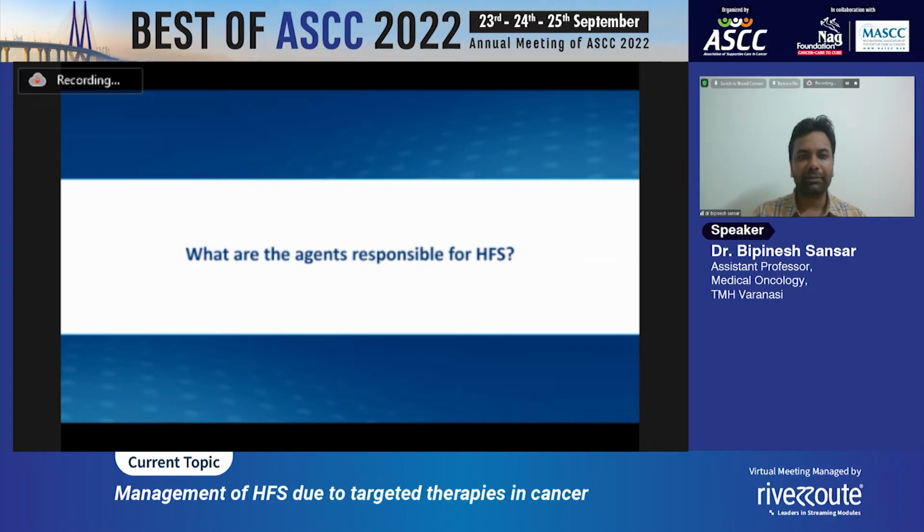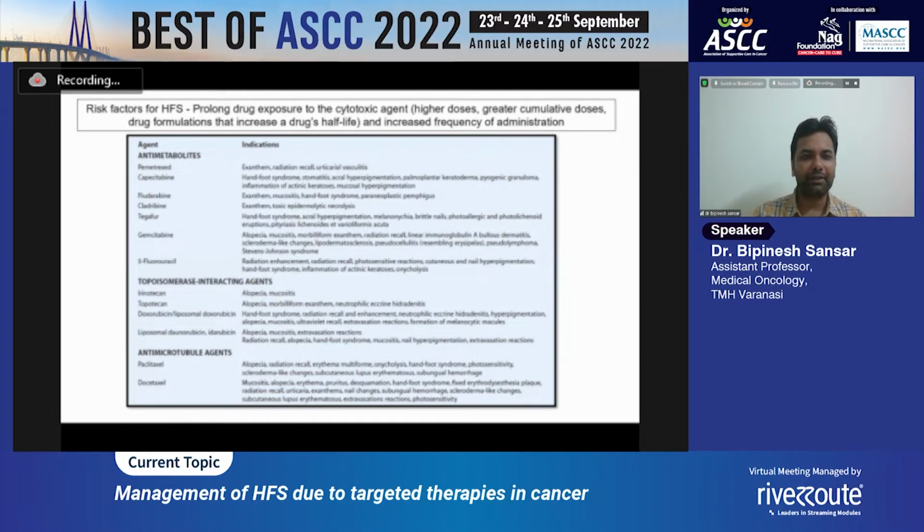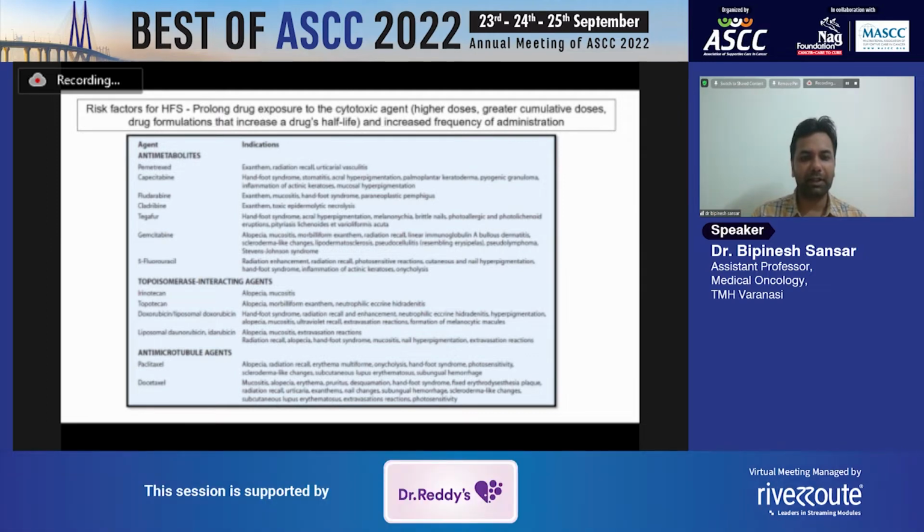So the common agents responsible for HFS, as you know in clinical practice, the most common agents include capecitabine and 5-FU, but other agents like cytarabine, gemcitabine, liposomal doxorubicin, docetaxel have also been reported, and we see them in clinical practice, but not as commonly as capecitabine, 5-FU, and other TKIs.